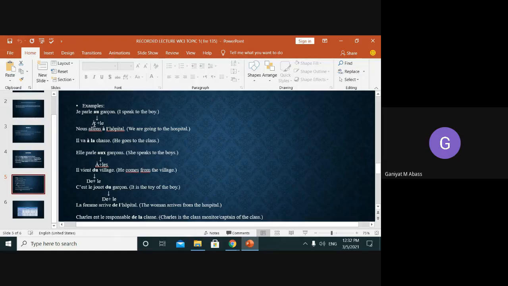Okay, à plus le. You can see that the preposition that is gotten is in bold here. Nous allons à l'hôpital. There's not any arrow under à l'hôpital because it does not contract totally. So it still remains like that. The L apostrophe is there and the preposition is still there.